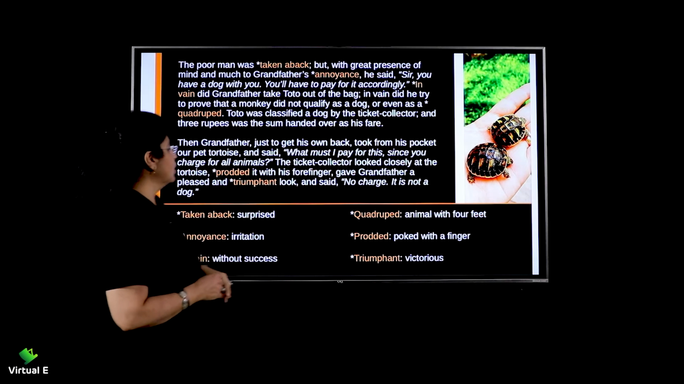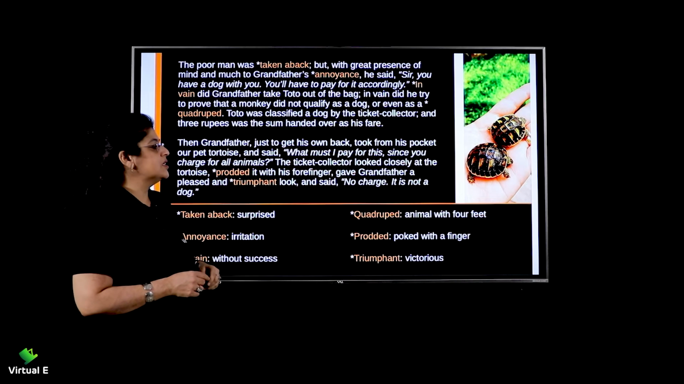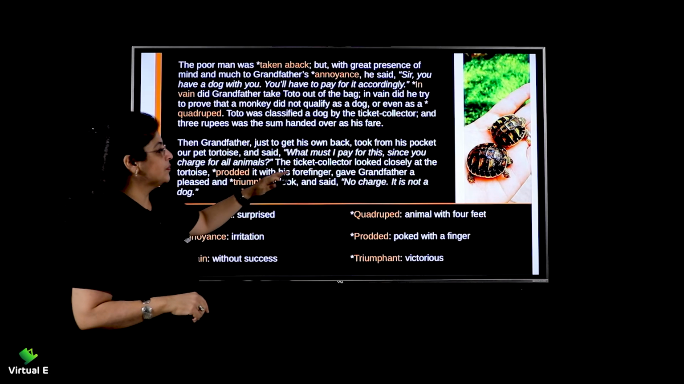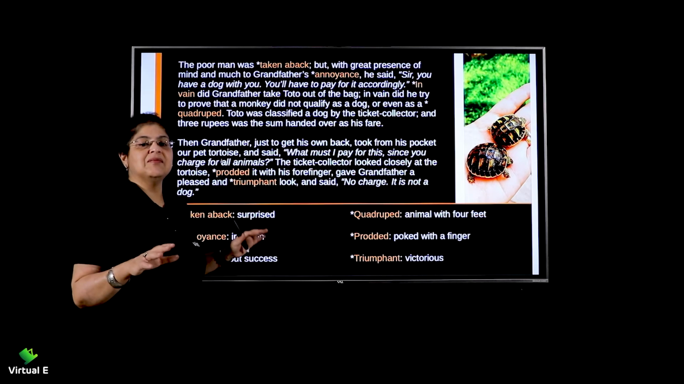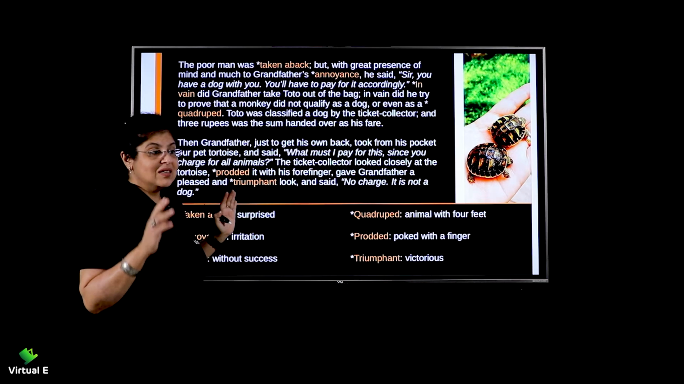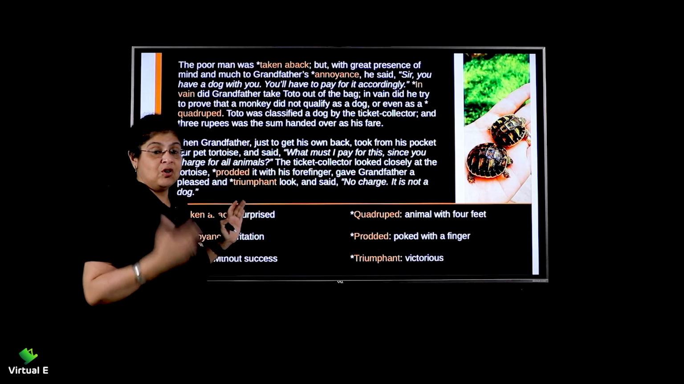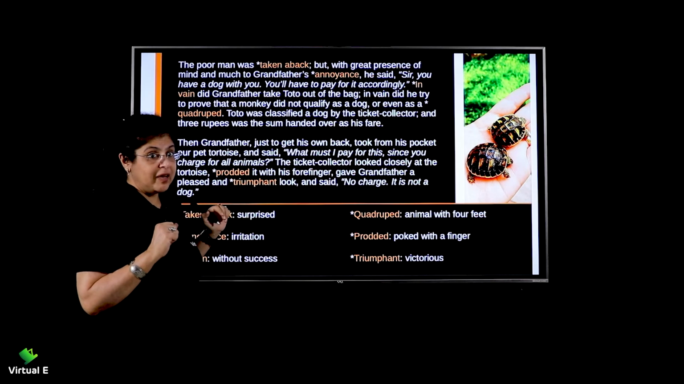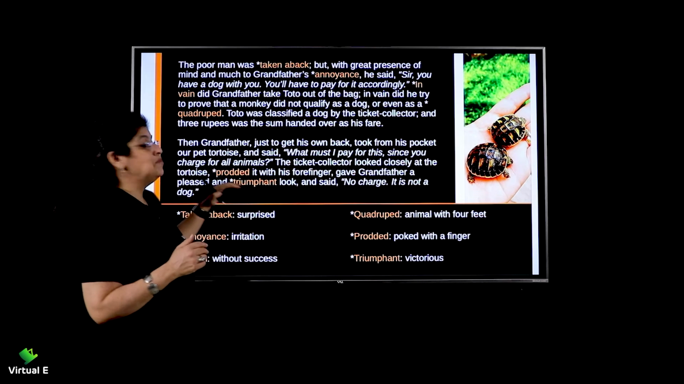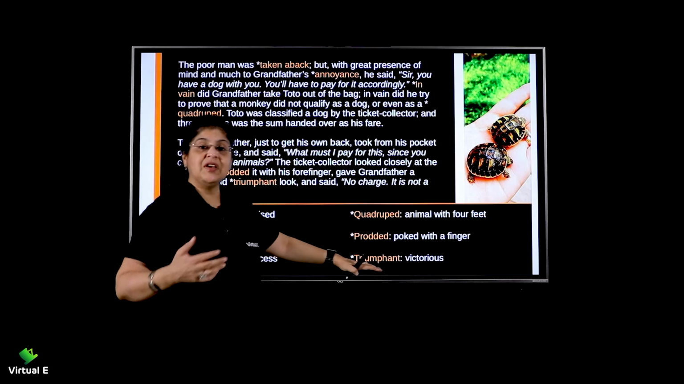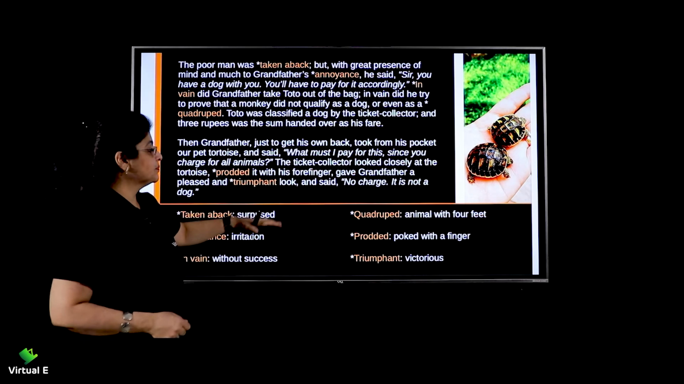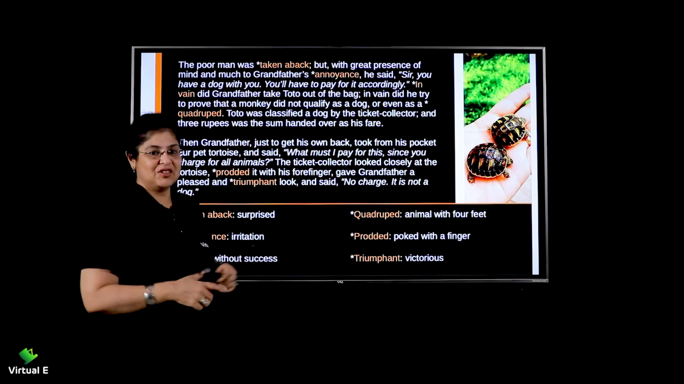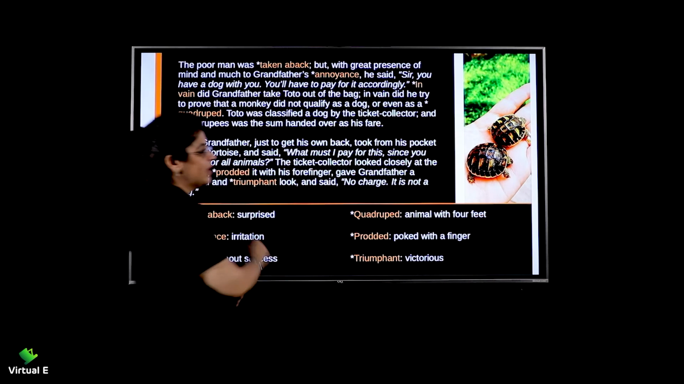The ticket collector looked closely at the tortoise, prodded it with his forefinger. Prodded it as in poked a finger. He just poked at the little tortoise. He gave grandfather a pleased and triumphant look. He says, "Oh, I have won it." You know, that argument they had about a dog and a monkey and a quadruped, he had actually got victory because grandfather had to pay. So he gave grandfather a pleased and triumphant, victorious look, and said, "No charge, it is not a dog." He says, "Oh, that's not a charge for the tortoise because it's not a dog, so it's okay."